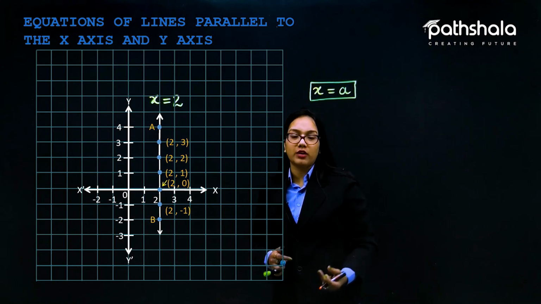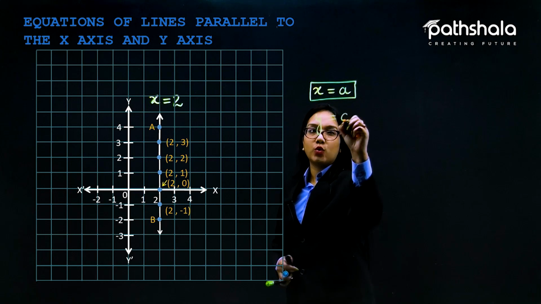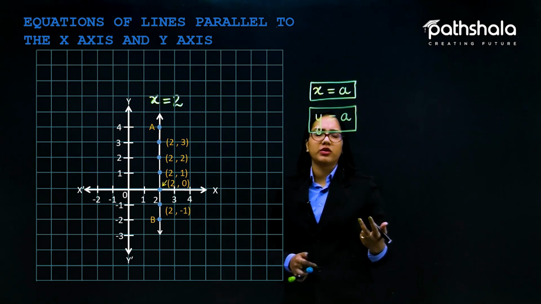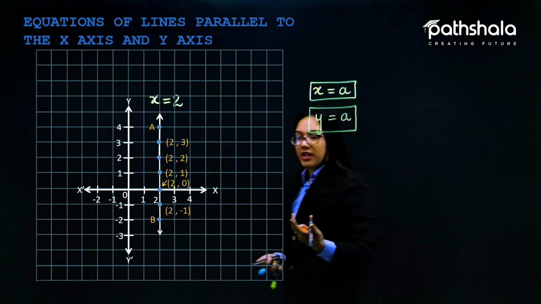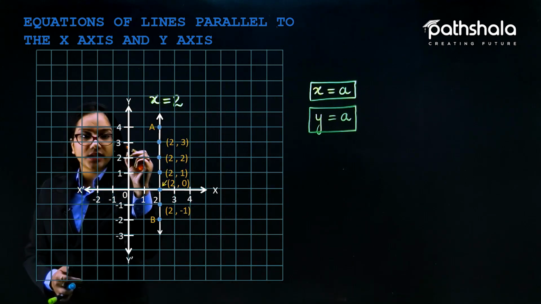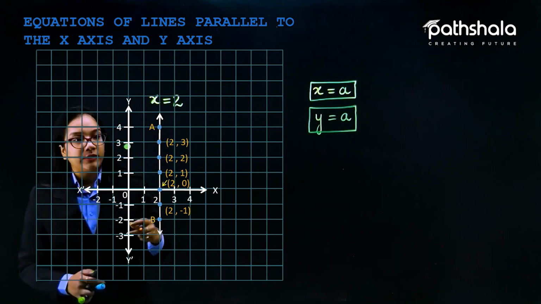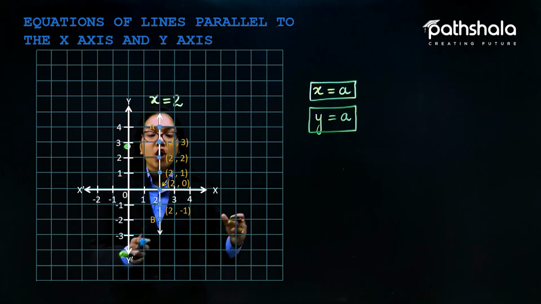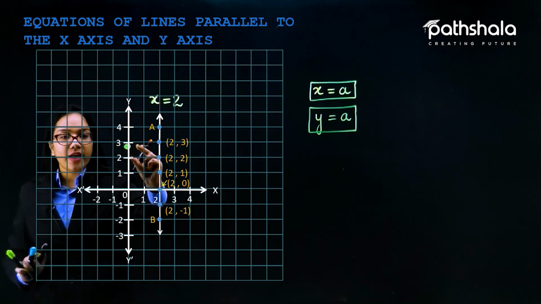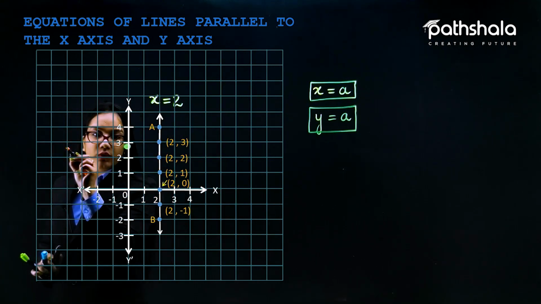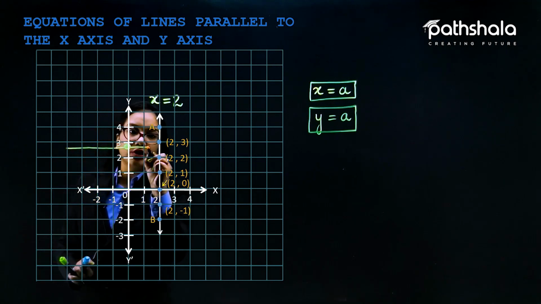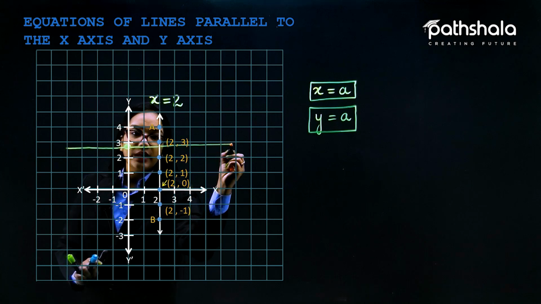And in the same manner, if we are talking about y is equal to a, where y is any value, let us suppose y is 3. So if I'm taking y as 3 over here, we can take any value of x. We can take x as 2, 3, 4, 5, 6, -1, -2, -3. For all the values of x, the value of y will remain the same. It means that it again comes out to be a straight line of this form.